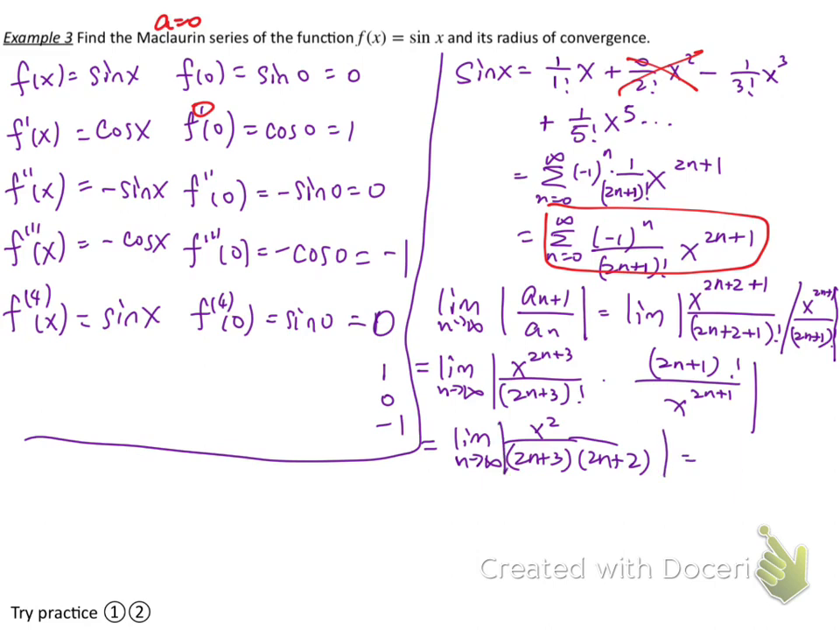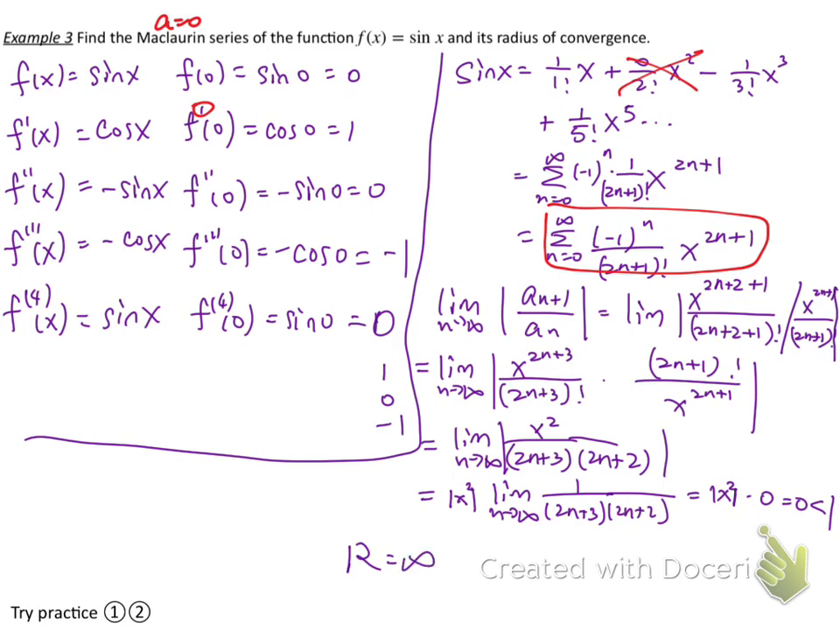I pull out x squared and I'm still having the limit of 1 over (2n+3)(2n+2). As n approaches infinity, the denominator goes to infinity, so the limit of the whole thing goes to 0. So I'm having absolute value of x squared times 0, which is 0. And what matters is less than 1. So again, the interval is negative infinity to positive infinity, but the radius of convergence would be just infinity.